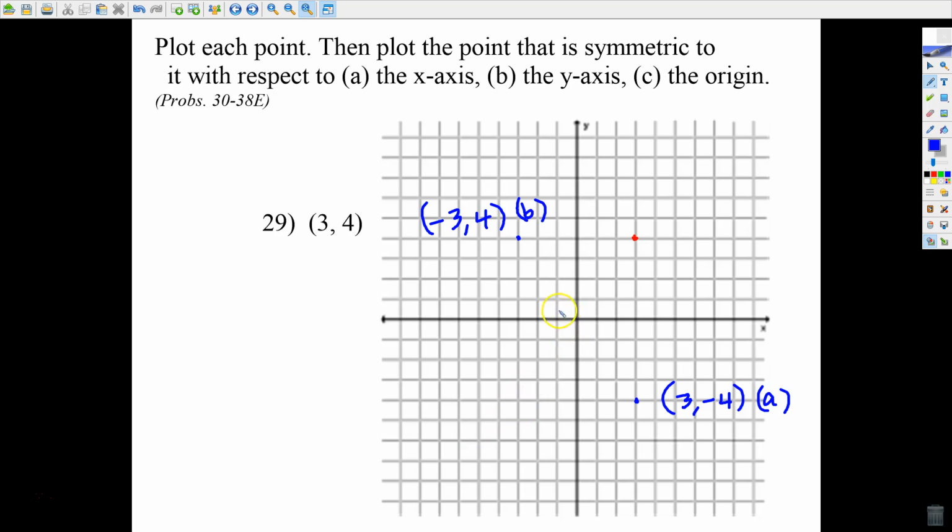Okay, for origin symmetry, that means, of course, here's the origin. I should be the same distance away from the origin, but as you can tell, that's going to be in this direction. Just think of the origin as the midpoint for this red dot and its corresponding point. So this would create origin symmetry. And that would be the point (-3, -4). And that's the answer to part C.